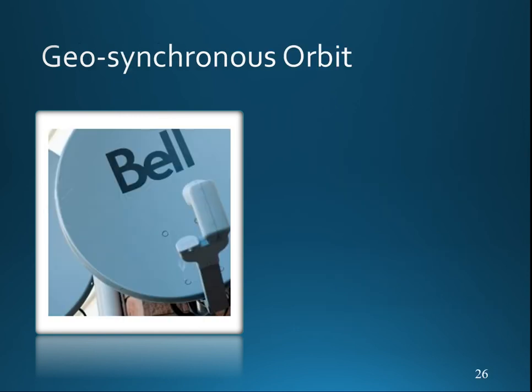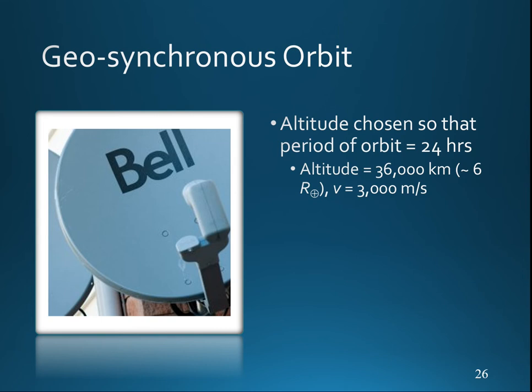Next up, we have geosynchronous orbits. Here, the altitude is chosen so that the period of orbit, the amount of time it takes to go around the Earth, will be 24 hours, the same as Earth's rotation. The altitude is about 36,000 kilometers, which is approximately 6 times the size of Earth's radius, so approximately 6 Earth radii, and the velocity is about 3,000 meters per second.